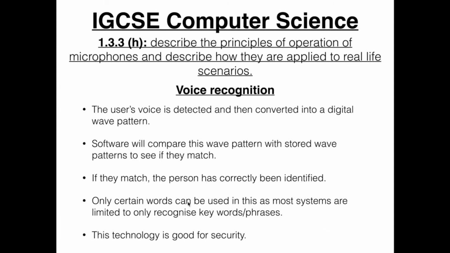Now, what we mean by it's good for security is, well, actually it's pretty obvious, but say you want to protect a room which had secret files, so only you were allowed in there. What you could do is set up voice recognition software which will allow access if it senses your voice. If it's not your voice, then they won't allow access. That's pretty much how it works.